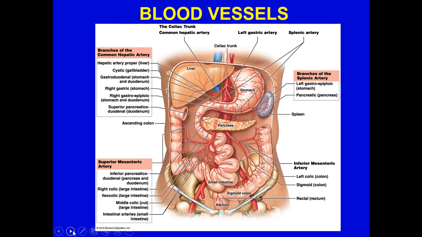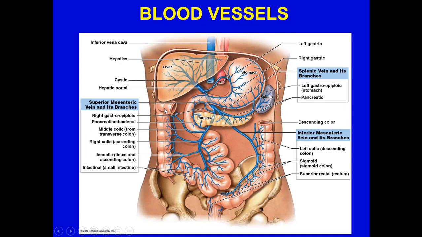Now, let's talk venous, the venous supply. Here's where you've got to keep in mind, the venous is bringing blood back through. We've got the inferior vena cava here. We have absorbed a lot of nutrients. You have the left and the right gastric. They're both going to empty into this hepatic portal. You have the pancreatic, and you've got the inferior mesenteric vein, which is taking nutrients, etc. It's also going to be taking it from the colon and the rectal.